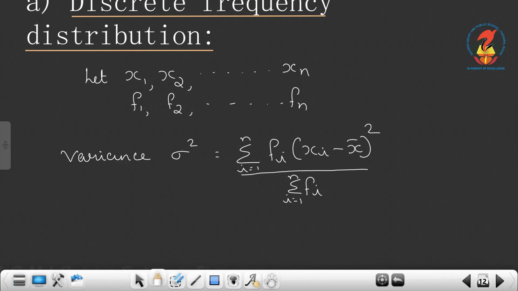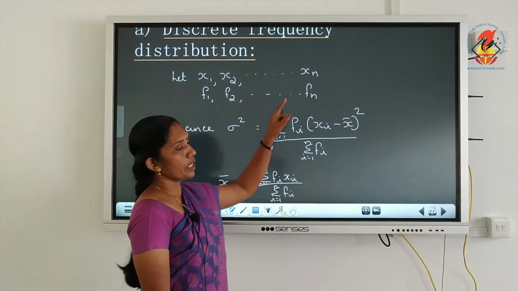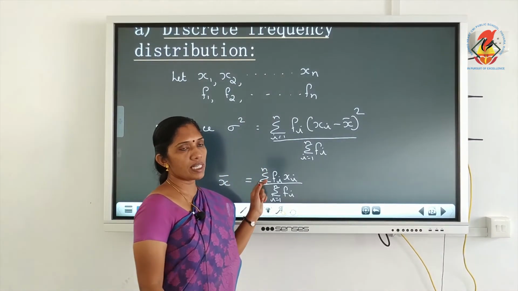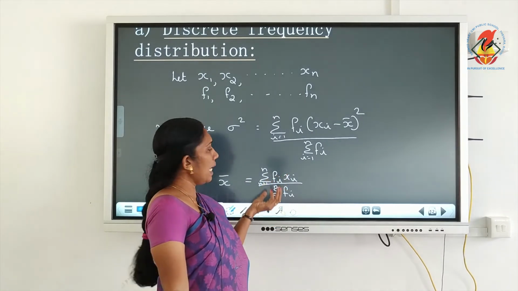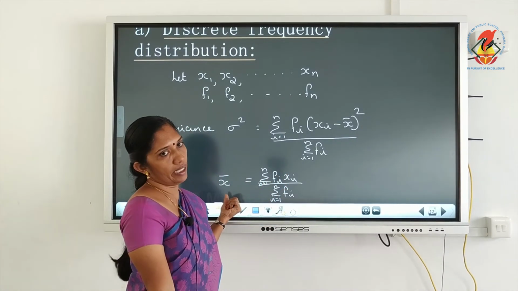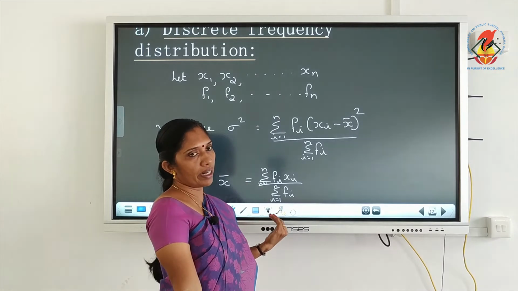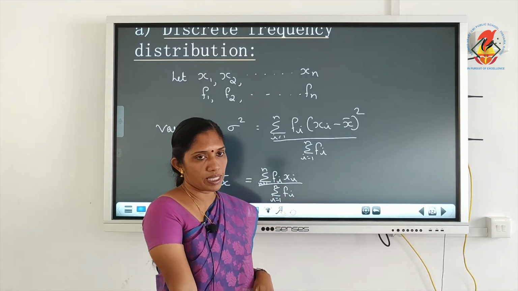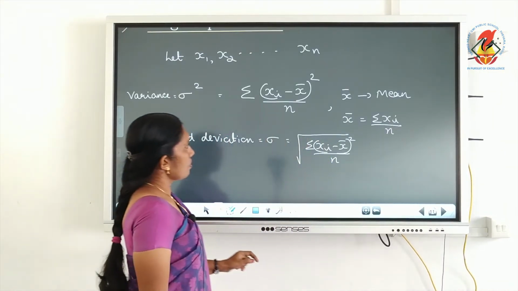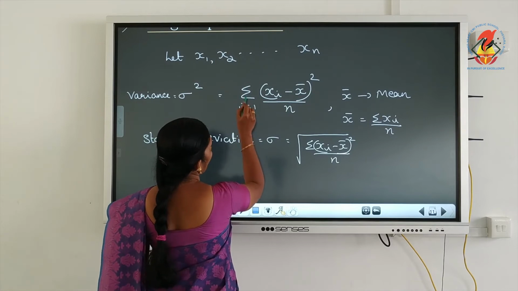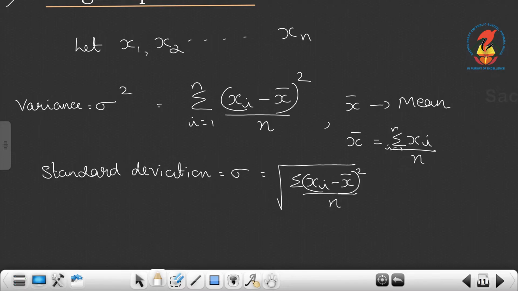So in this case, how do we calculate x bar? x bar is the mean. x bar is equal to sigma fi xi by sigma fi, i from 1 to n. So x1, x2, xn are n observations with the corresponding frequencies. You have to multiply, find the sum, and divide by the total frequency to get the mean. After getting the mean, find xi minus x bar, square it, multiply by fi, find the sum, then divide by the total frequency. Here also, i is from 1 to n.